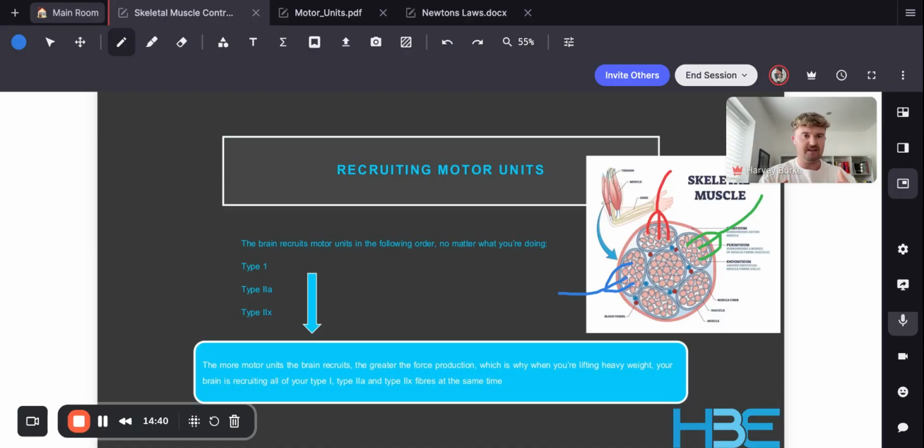So when your brain detects that it needs to produce a lot of force, it just recruits a larger proportion of the fibers in the muscle.